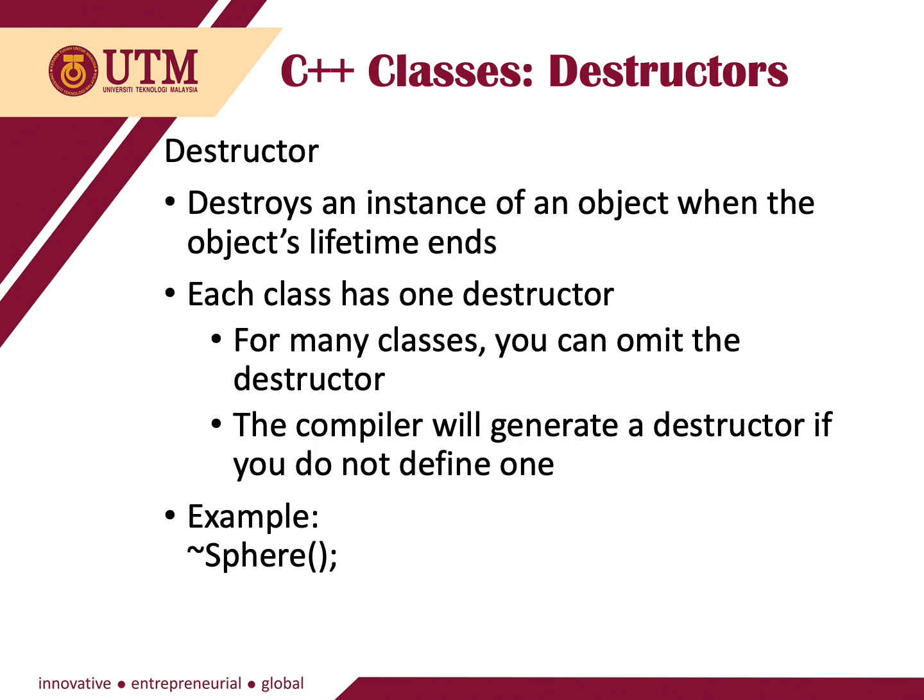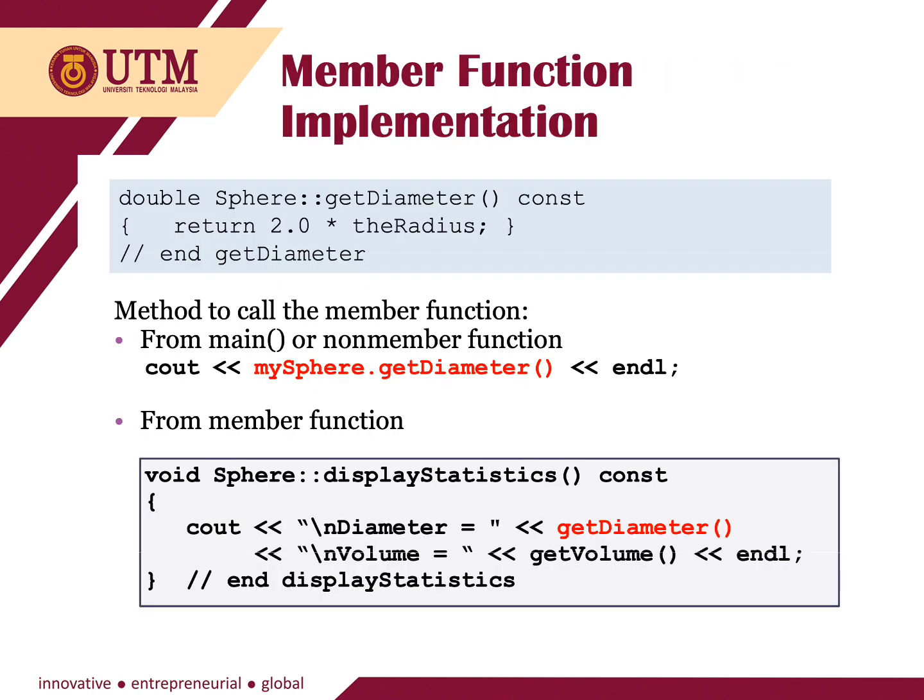Okay, so we go to the member function implementation. For the member function implementation here, you can see that we have a function get diameter, right? So the method to call the member function from the main function or non-member function. Basically this one is the function whereby we want to get information from the function that we call. Okay, this is from member function example.